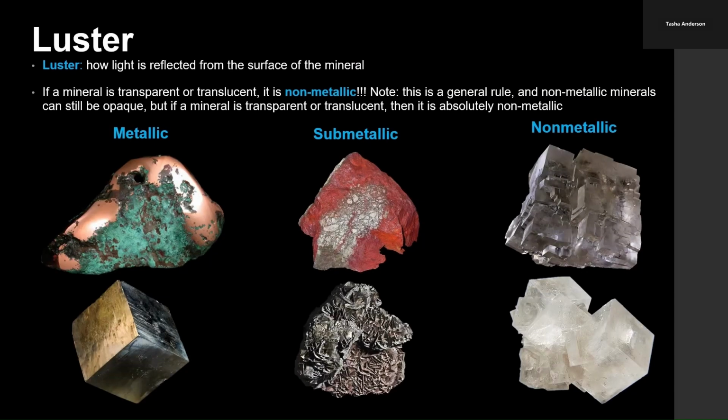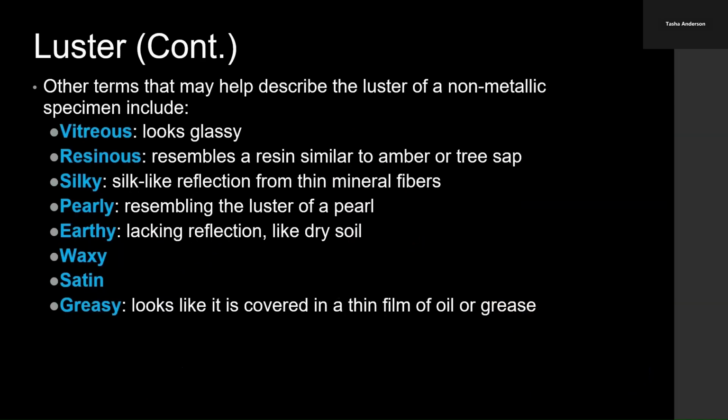Fourth is the luster of a mineral, which is how light is reflected from the surface of the mineral. Luster can be metallic, submetallic, or non-metallic. If a mineral is transparent or translucent, then it is non-metallic. Other ways to help describe the luster of a non-metallic mineral include silky, pearly, earthy, waxy, satin, greasy, and others.